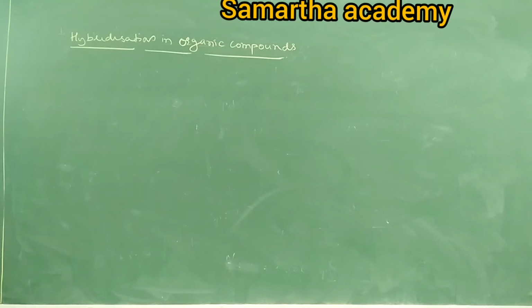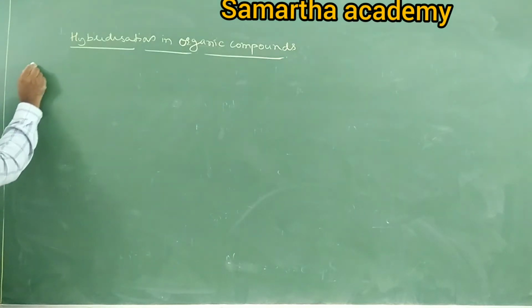Hybridization in organic compounds. Tell me, organic compounds usually have carbon, right? Hydrocarbons or hydrocarbon derivatives are organic compounds. So all the organic compounds have what? Carbon is the central atom, obviously. Then we basically study hydrocarbons. Hydrocarbons are classified into 3 types: alkane, alkene, alkyne.